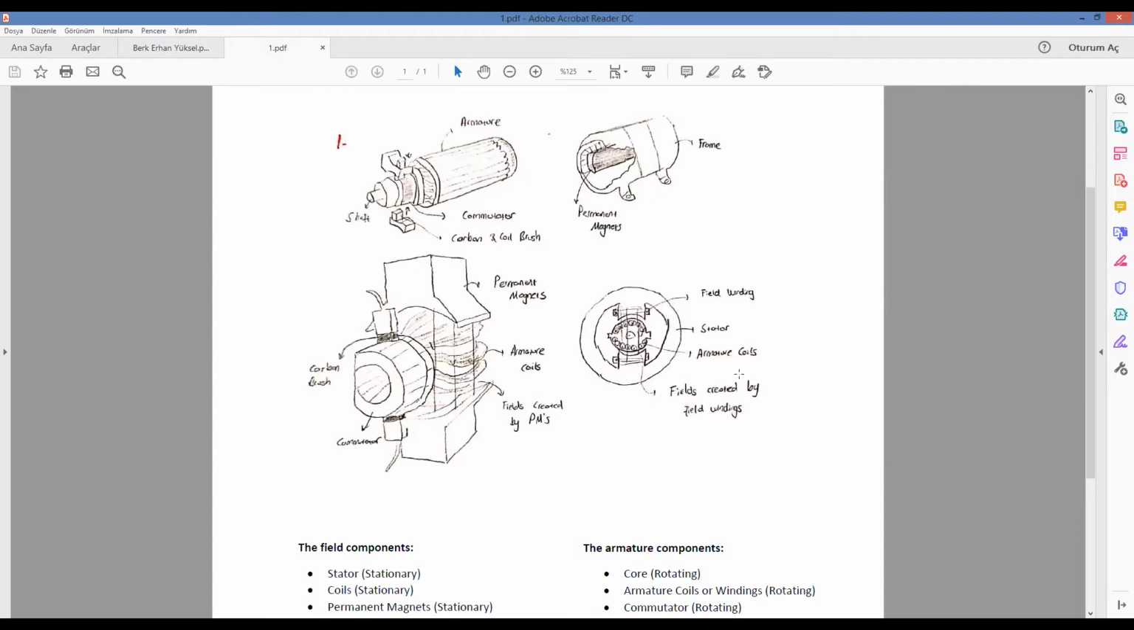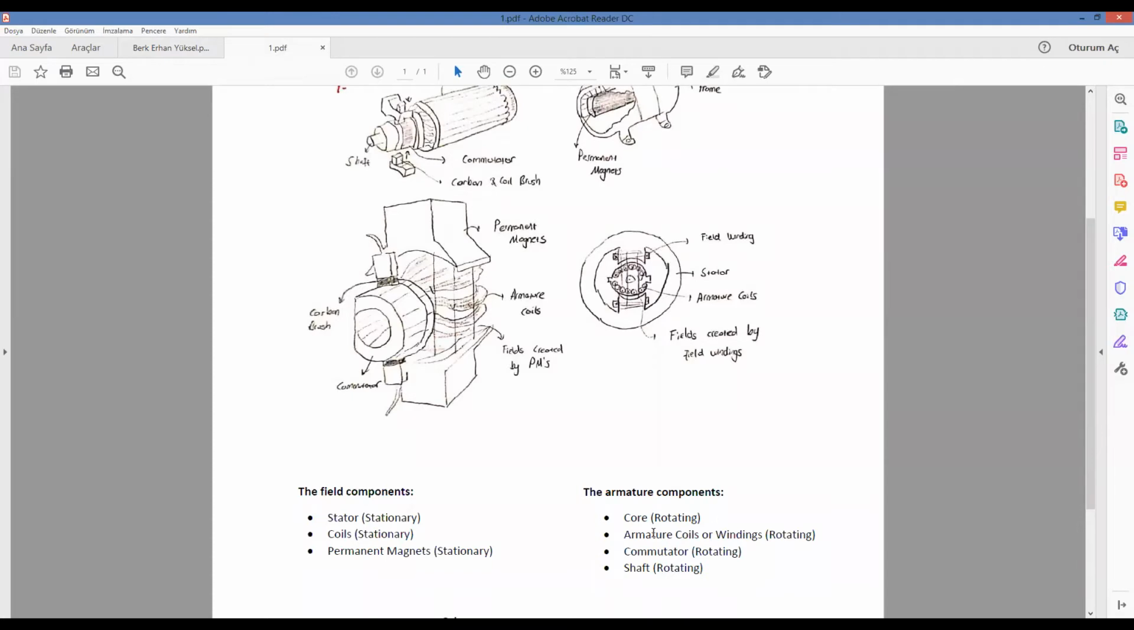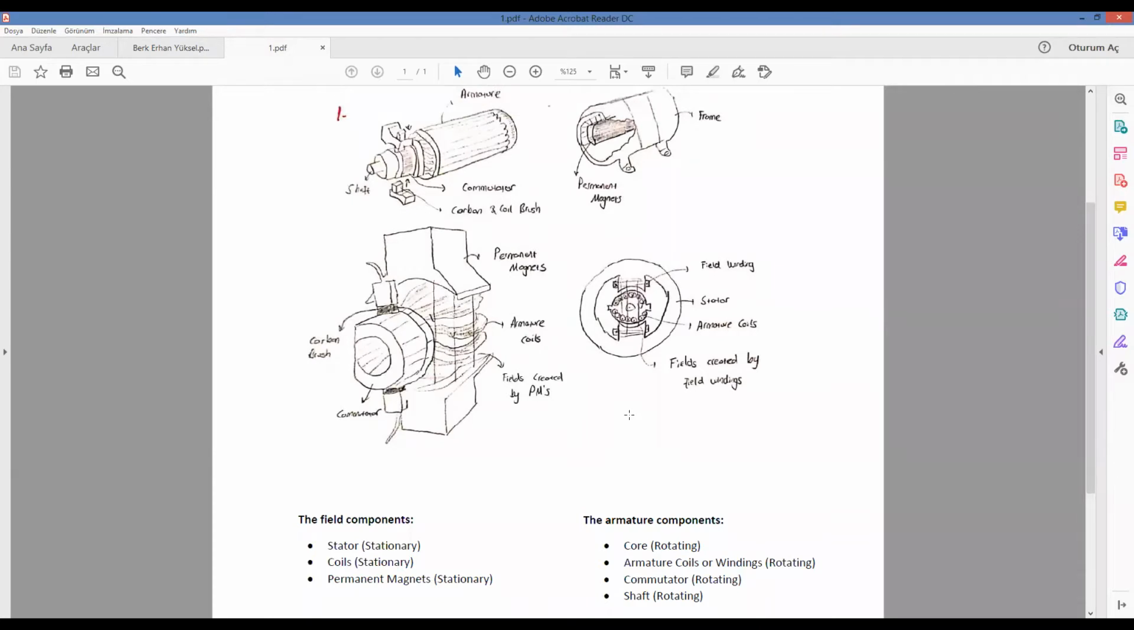On the other hand, the armature components are mainly four elements, which are the core, armature coils and windings, commutator, and the shaft. These four elements are rotating parts, since they rotate with Lorentz torque by excitations. However, if you look at the inside of DC machines, we can see the brushes, which are made of coil and carbon, and the brushes are stationary also.